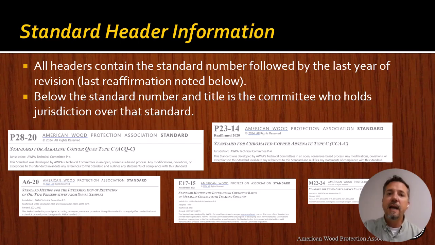When you look at any AWPA standard, you will see a header at the top containing quick reference information for the standard. This includes the standard number and the year it was last revised or reaffirmed, as well as the AWPA Technical Committee or committees which hold jurisdiction over the standard.